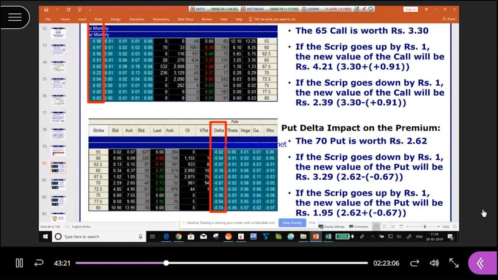Perfect. So let's see the 70 put option. This is 70, and when I go to this side, the 70 put option is minus 0.67. Remember, minus is for what? Negative correlation. So simply add 0.67 to 2.62. That's it. That's the new value of the options premium.